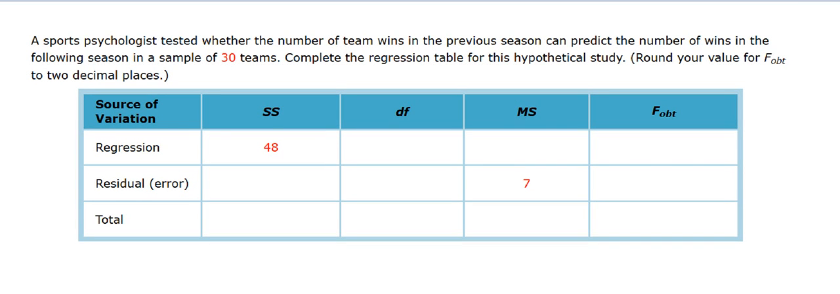In this problem, we are asked to complete an ANOVA table for significance for a linear regression. Here we're trying to use the previous season to predict the number of wins in the following season for 30 teams. So that 30 is our value of n.